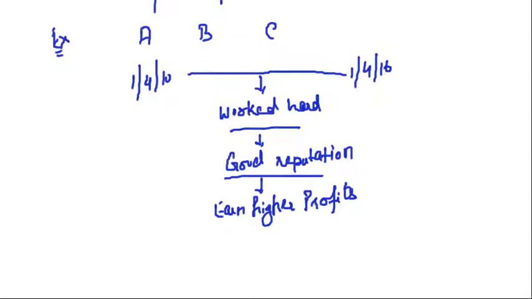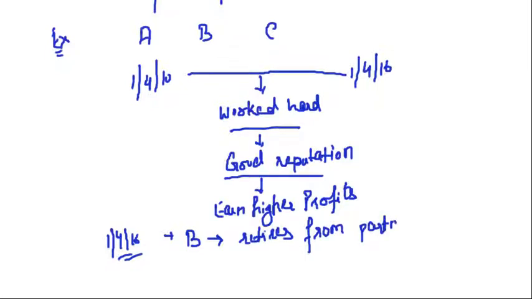Now, what happens on 1/4/16? One of the friends, say B, decides to leave the partnership firm. B retires from the partnership. So it was decided that B will leave the partnership firm and A and C will continue to be the partners. Right?